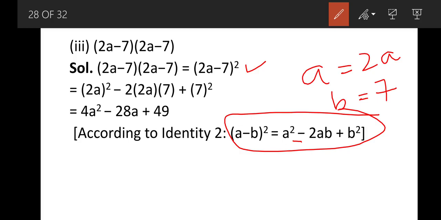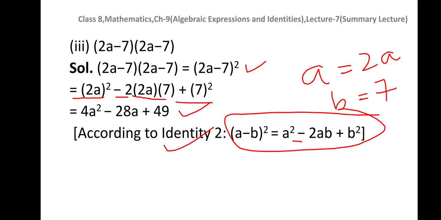So putting the value in this identity number 2, what you will be getting? (2a) square minus 2ab, that is minus 2 into a, as I told you it is 2a, into b, that is 7, plus b square, that is 7 square. So you will be getting 4a square minus 28a plus 49. This will be your answer.